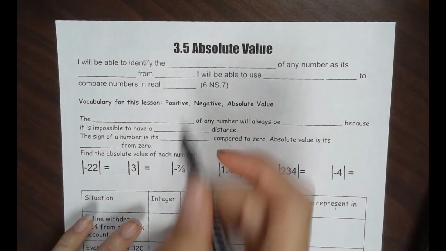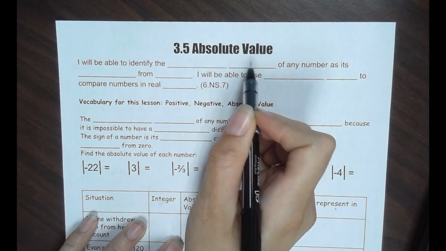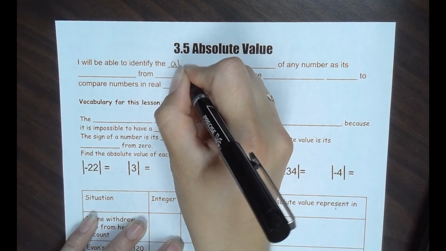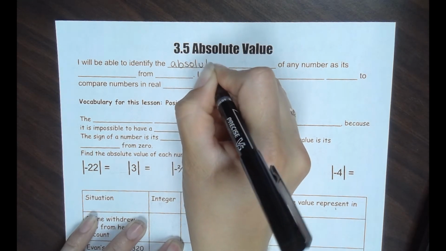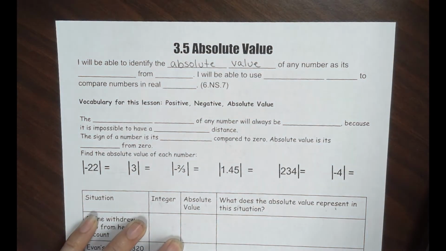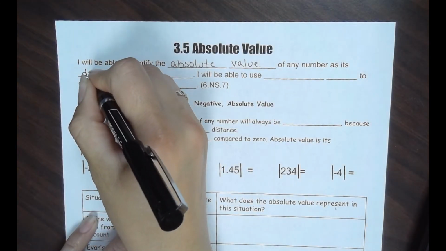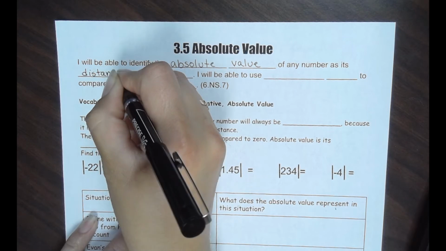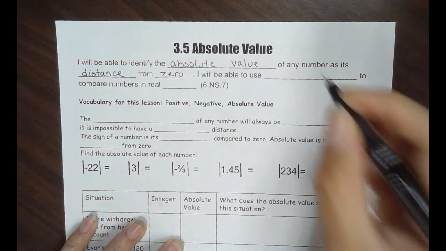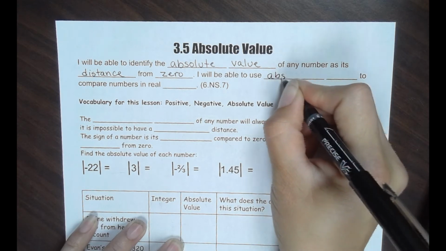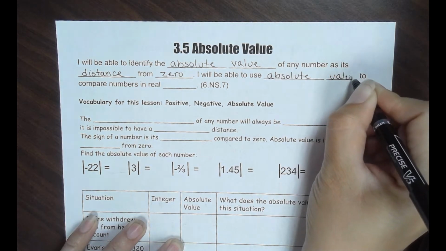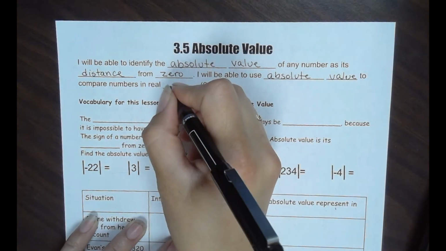Welcome back. This is lesson 3.5 journal. We're going to learn about absolute value. I will be able to identify the absolute value of any number as its distance from 0. I will be able to use absolute value to compare numbers in real life.